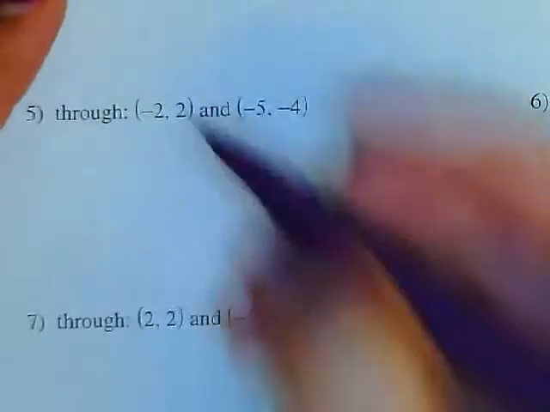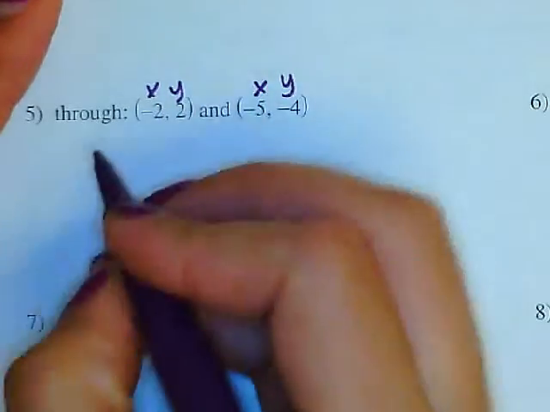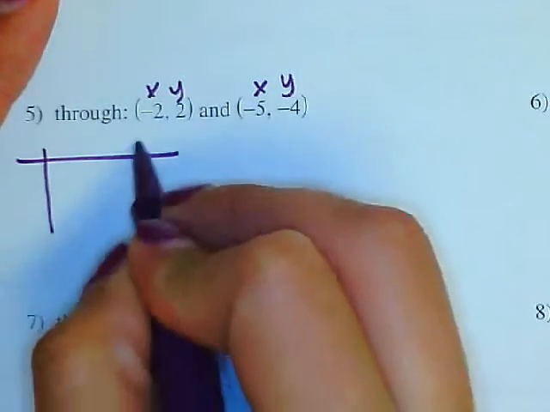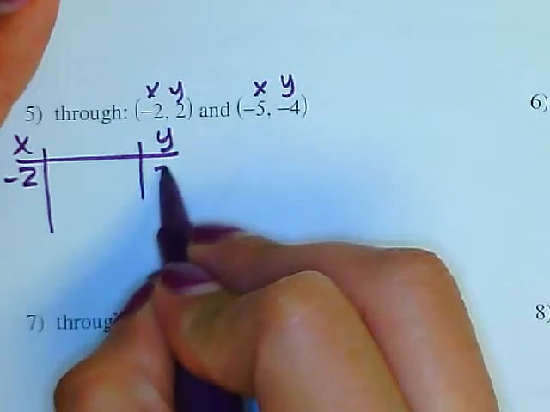Number 5, let's begin with that one. I'm going to label first x, y, and then I'm going to make my table over here of x, y, and I'm going to put in my points.